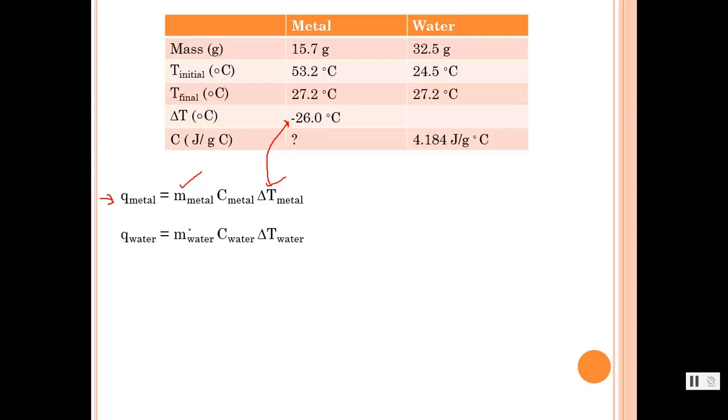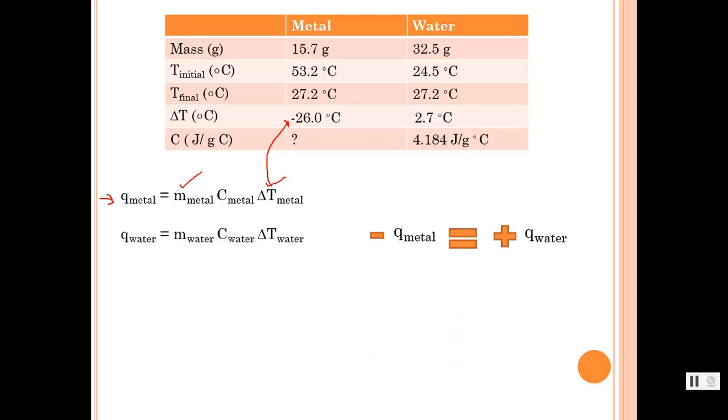I know the mass of the water, 32.5 grams. I know the C of the water, the specific heat of the water, 4.184 joules per gram degree Celsius. I can easily calculate the delta T, or the change in temperature in the water, final minus initial. And so I can easily calculate the heat that is associated with the water.